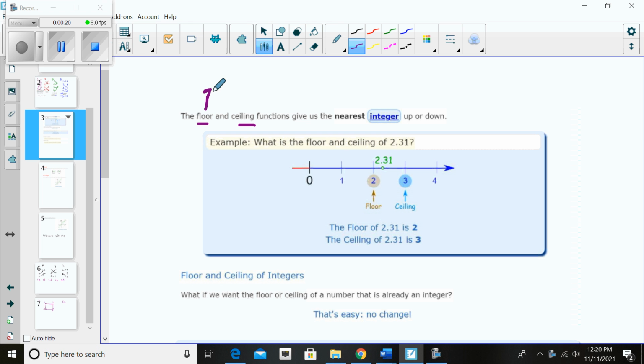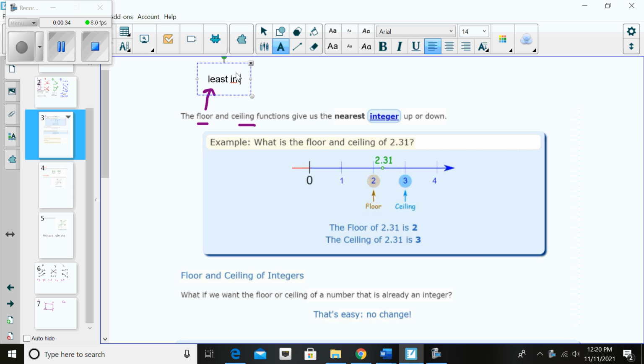I've also seen this called the least integer function and the greatest integer function. So let me write that. The floor function can be called the least integer function, and the ceiling function can be called the greatest integer function. And it's just like how it sounds.